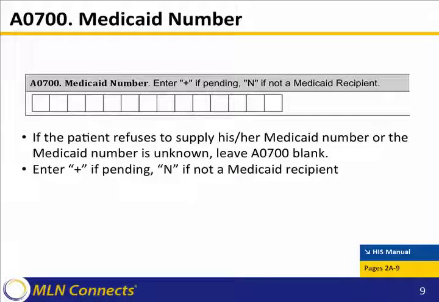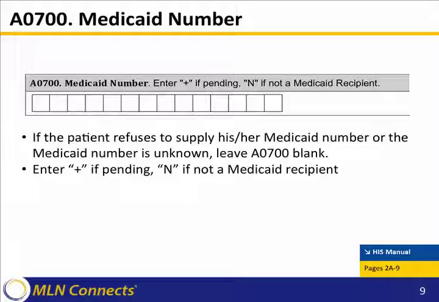Item A0700 is on page 2A-9 of version 1.02 of the HIS manual. This item reports the patient's Medicaid number. For item A0700, reporting of the patient's Medicaid number is used for patient identification purposes only, not for billing or payment. This means if the patient has a Medicaid number, you should enter it into item A0700, even if Medicaid is not the payer or if Medicaid is a secondary payer.